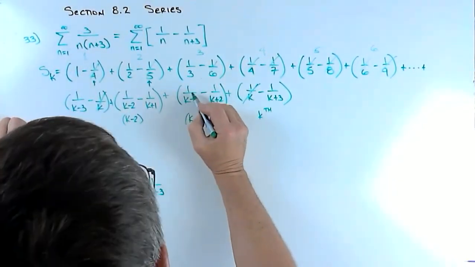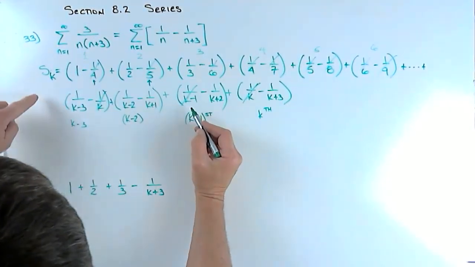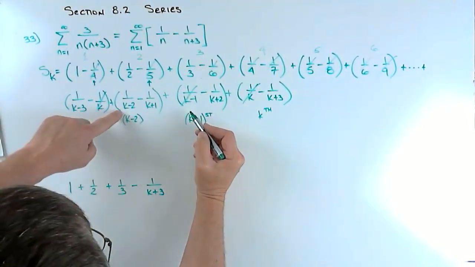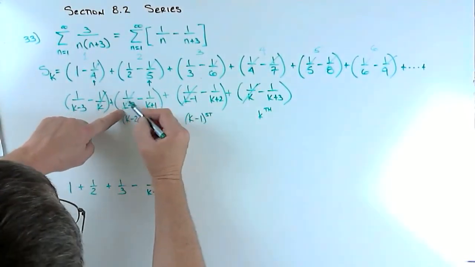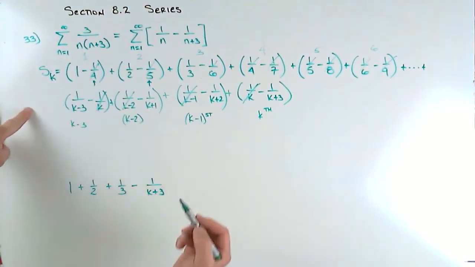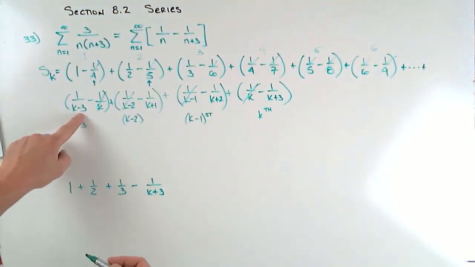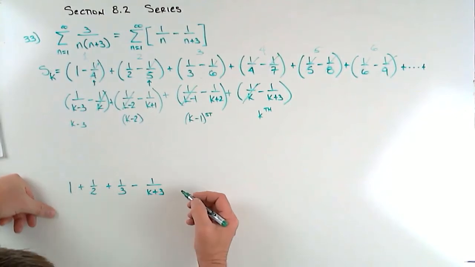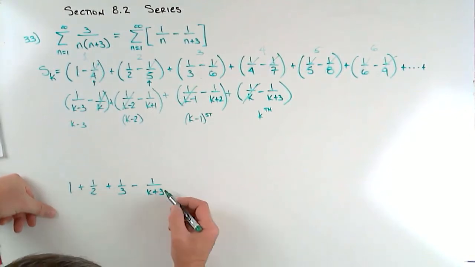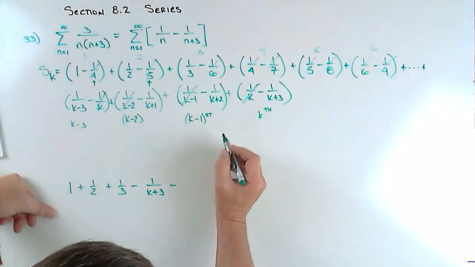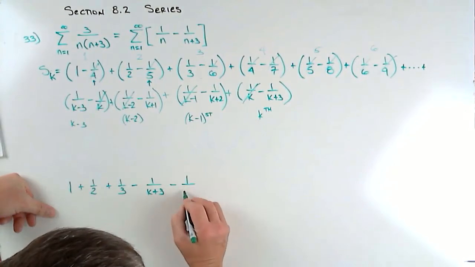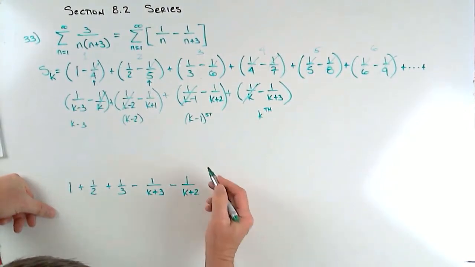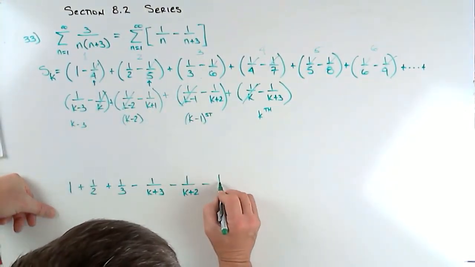This term here is also going to be canceled by the term that came right before this one. And this term here is going to be canceled right before the one that came here. And this one's going to be canceled by the one that came before. So we're going to be left with minus this, and minus this.